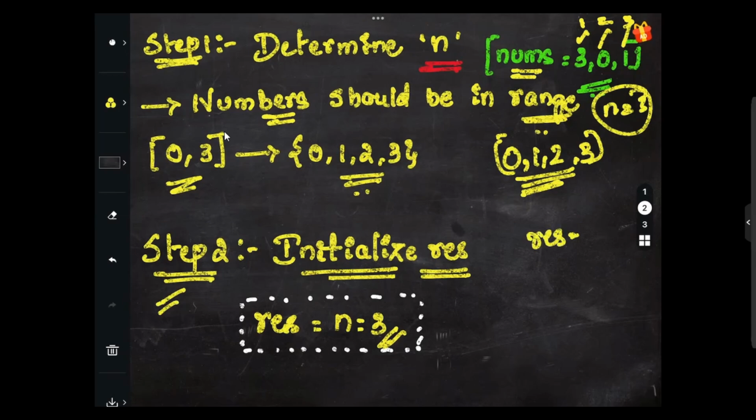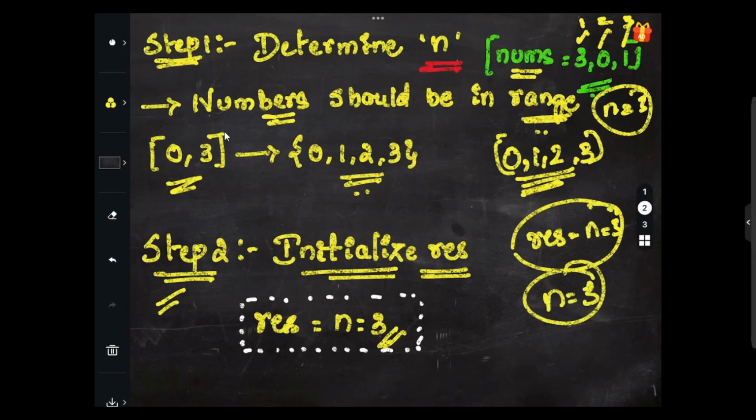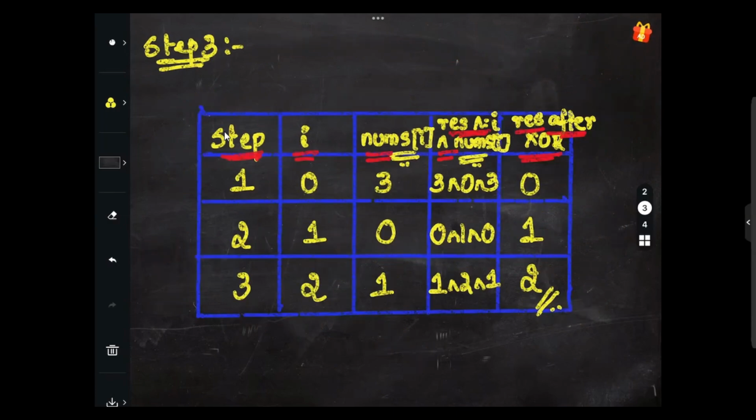For that reason, we'll be initializing the result. So let's initialize the result here. Result equals n, where n equals 3 in this case. We have been given n equals 3, so let's initialize the result to 3. Now let's come to the main step, step 3.